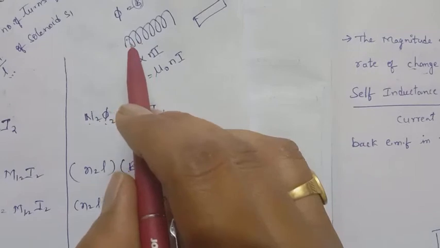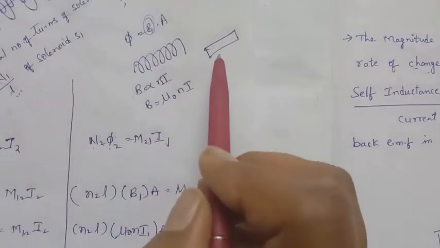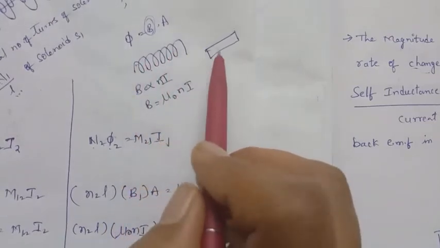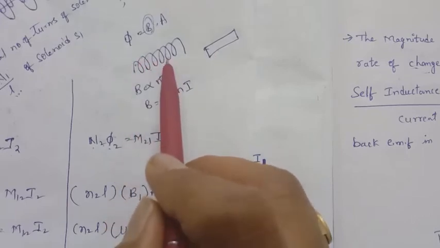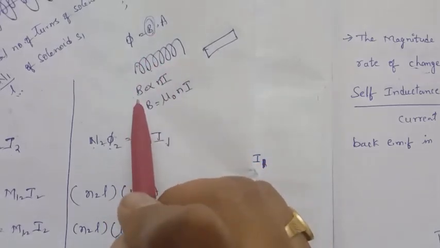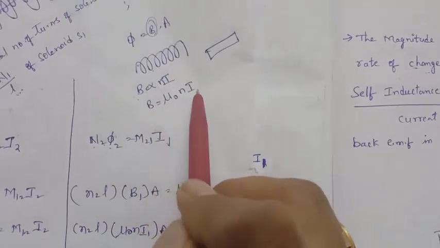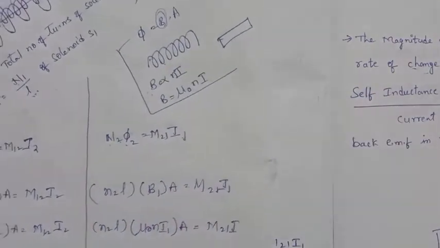So I will write here B is equal to mu naught N i. This solenoid is equal to a normal bar magnet. Due to the current flowing and the number of turns, the magnetic field depends on them. B is directly proportional to N i, and B is equal to mu naught N i. All of you remember this formula, it is already in your last chapter notes.